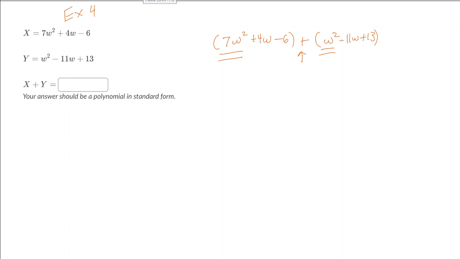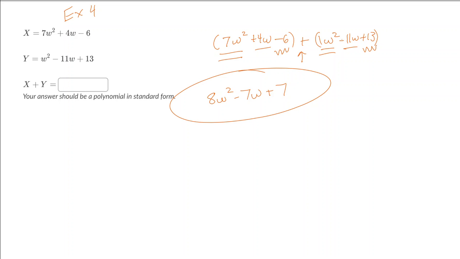Start with my highest degree if I want standard form. And I go 7w squared plus 1w squared is going to give me 8w squared. Next highest degree is the first degree. Positive 4 and negative 11 make negative 7w. And then finally my 0 degree term, negative 6 and positive 13 is going to give me a positive 7. And that's it.